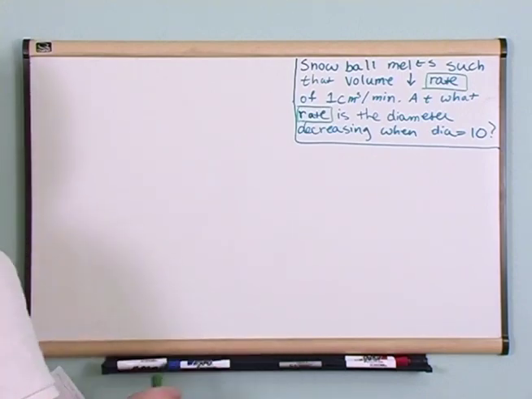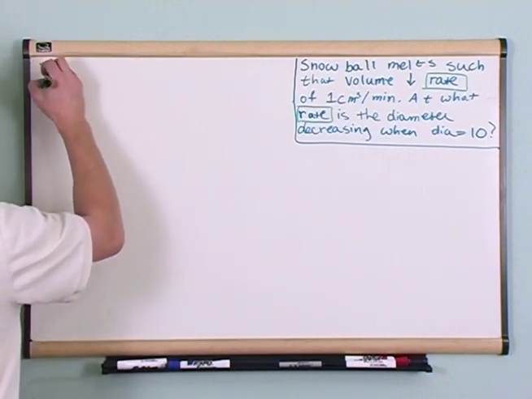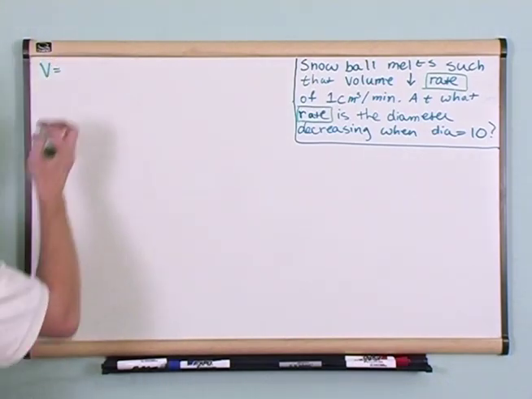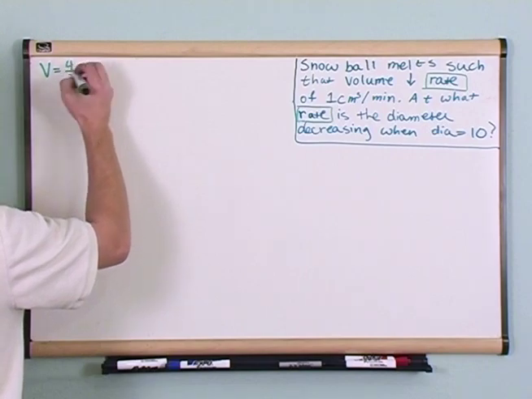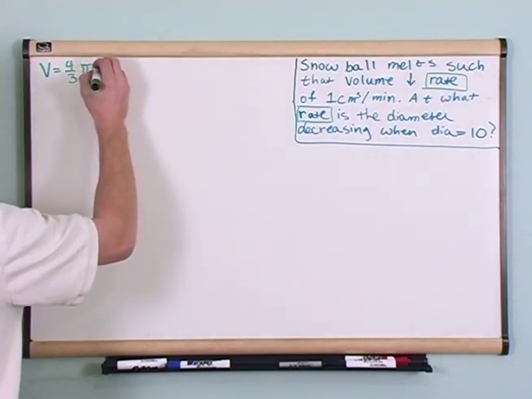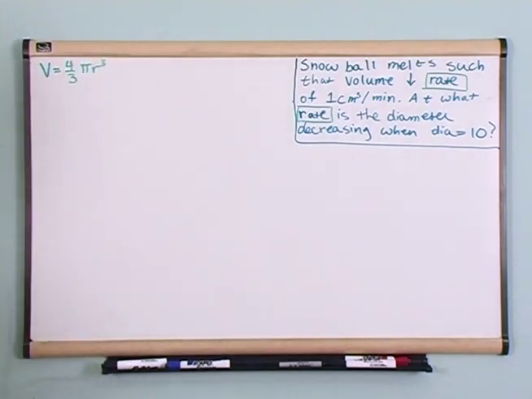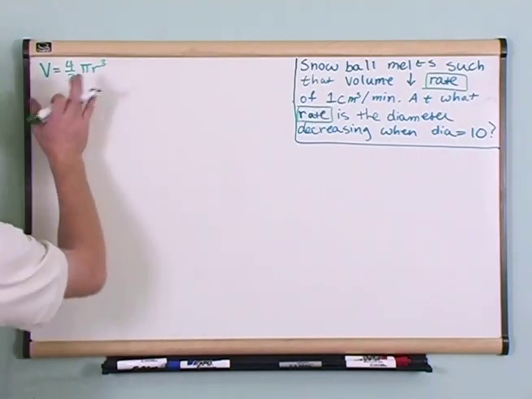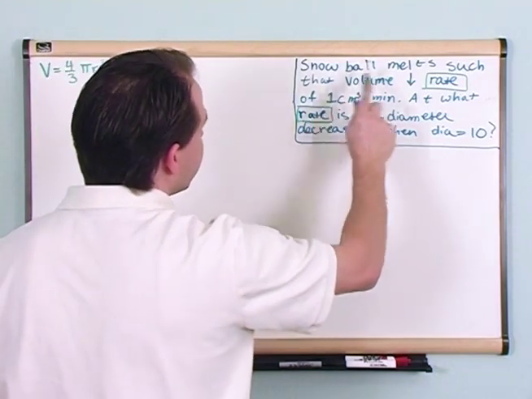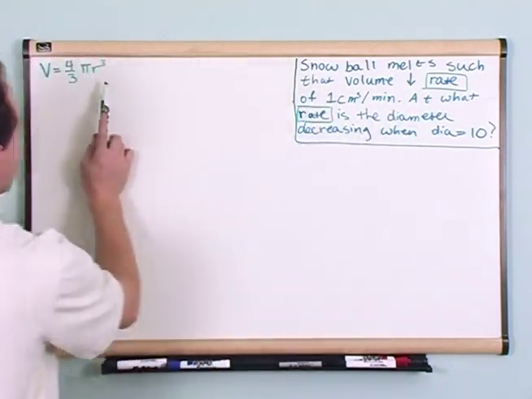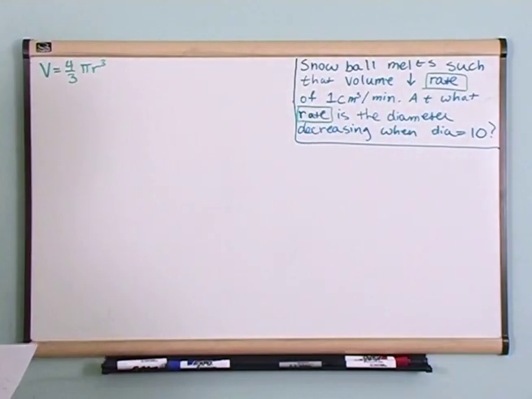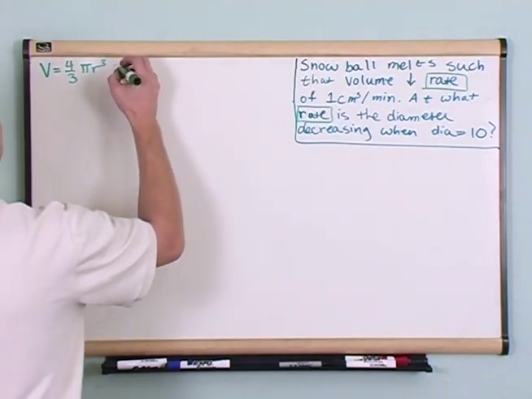What we're going to do next is write down what we know. The volume of a sphere is something that you should remember. It's 4/3 pi r cubed. That should be something you just remember from geometry. But notice that everything in the problem is in terms of the diameter, and this formula is in terms of the radius. So I'm going to rewrite this formula like this.